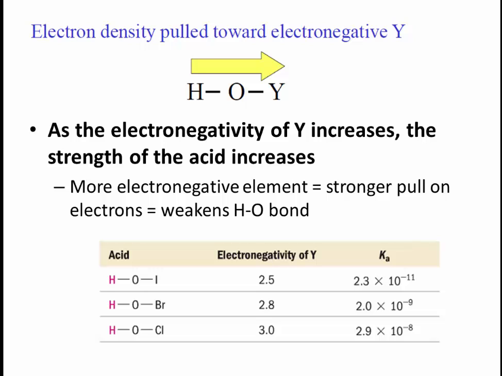And remember, the K is products over reactants. So when you're talking about the Ka value, substances with a larger Ka value are generating more ions, and therefore they're generating more hydrogen ions, so they will be stronger acids. So the higher the Ka value, the stronger the acid is.